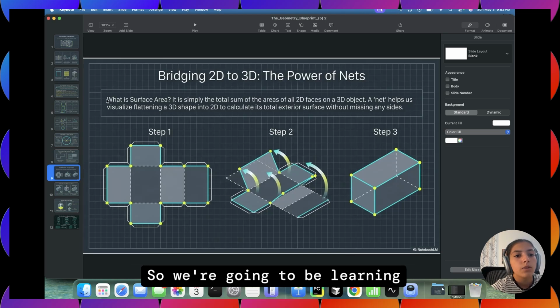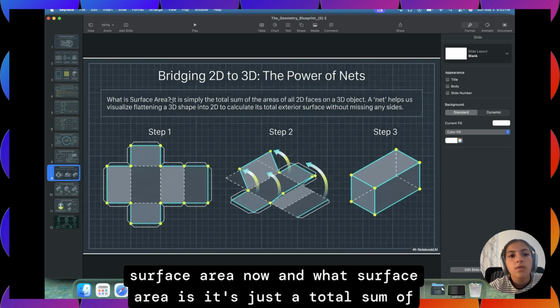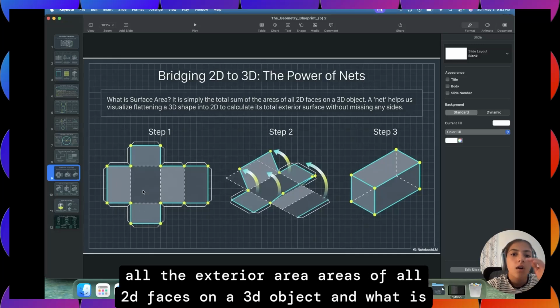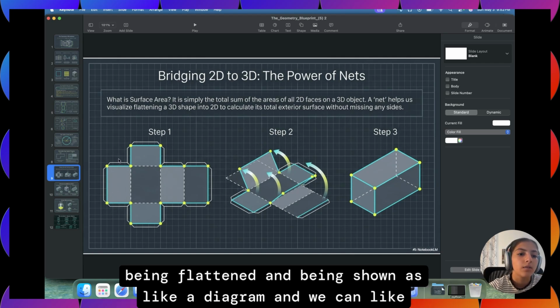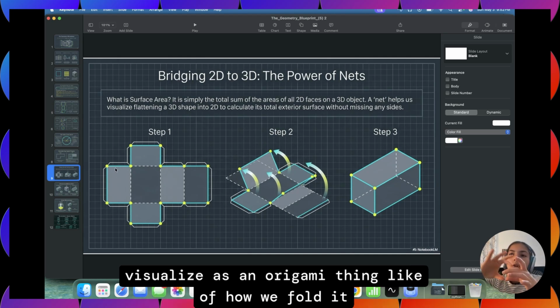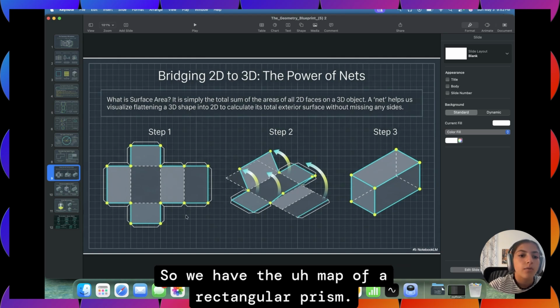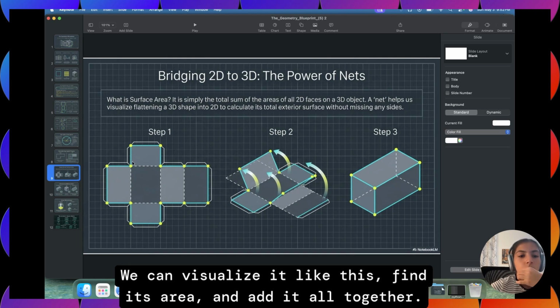So we're going to be learning about surface area now. Surface area is the total sum of all the exterior areas of all 2D faces on a 3D object. What is most helpful in surface area is that we can visualize a 3D shape being flattened and shown as a diagram, like an origami thing, of how we fold it. So we have the map of a rectangular prism. We can visualize it like this, find its area, and add it all together.